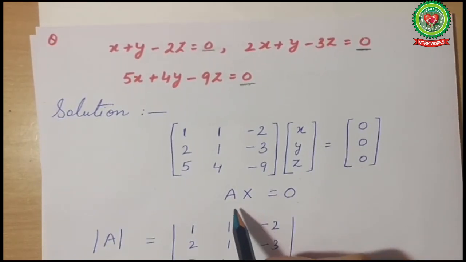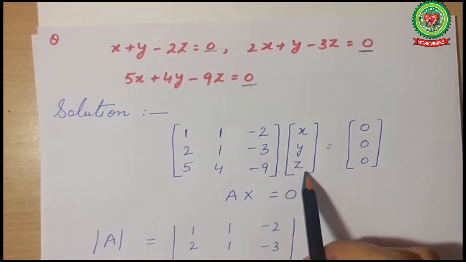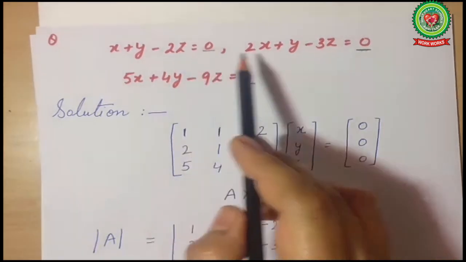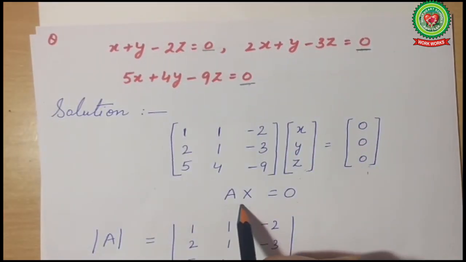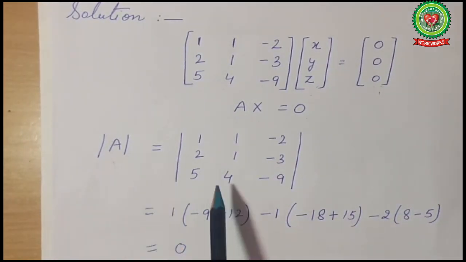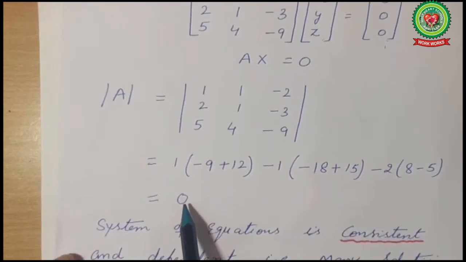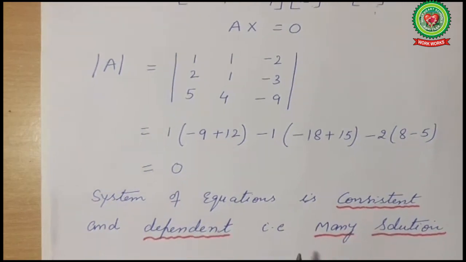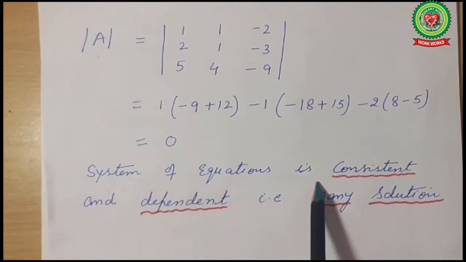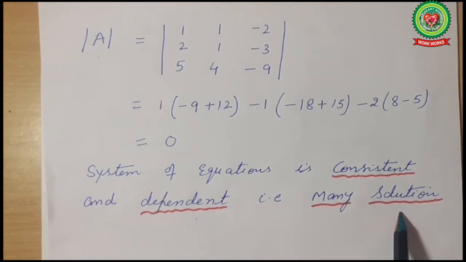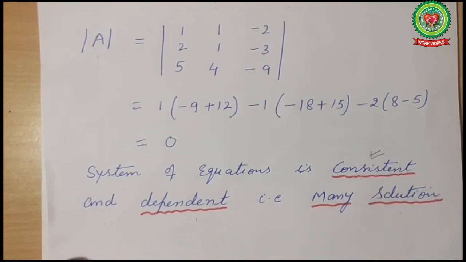We will write it in the matrix form first. The A variables matrix with the next matrix is equal to 0, 0, 0. All constant values are 0. Now, Ax is equal to 0. This is the homogeneous type of equation. You will follow the second step. You will find the determinant A. When you find the determinant A, its value is again equal to 0. Now, determinant A is equal to 0. So, what type of system of equation is there? The system of equation is consistent and dependent and having many solutions. Now only a consistent system will be there.